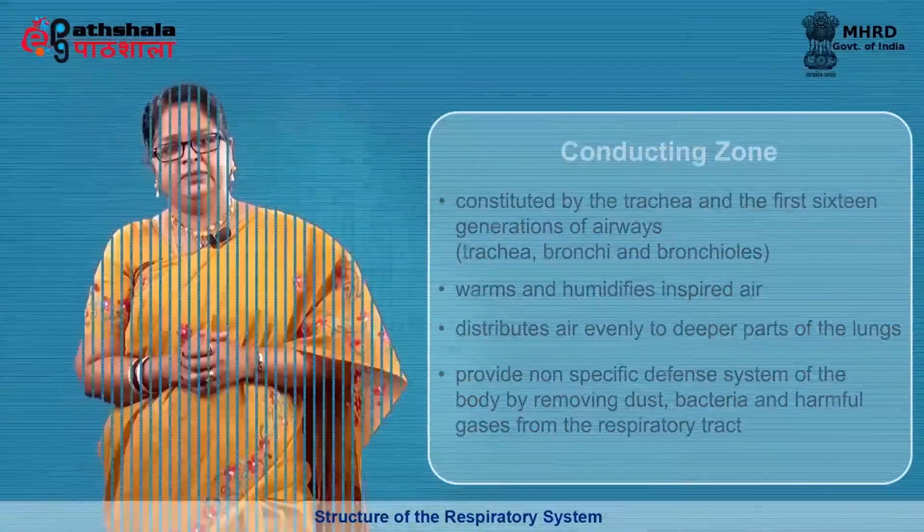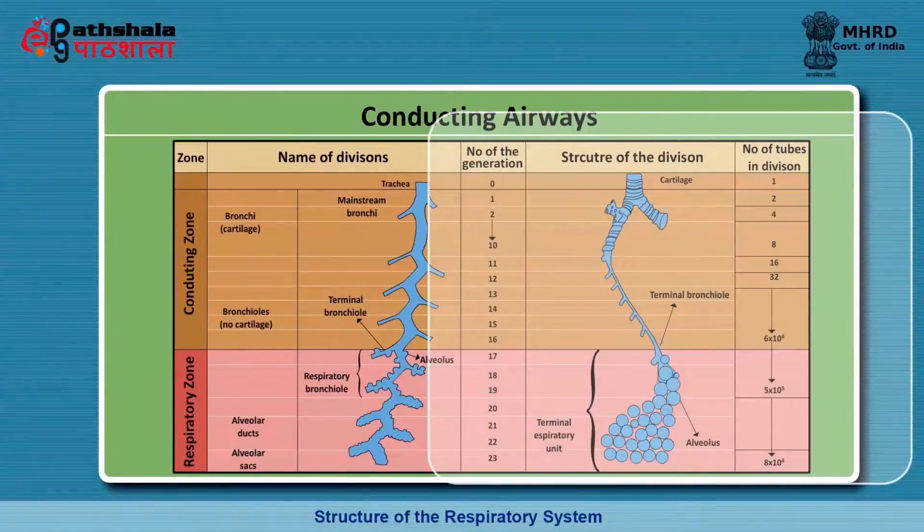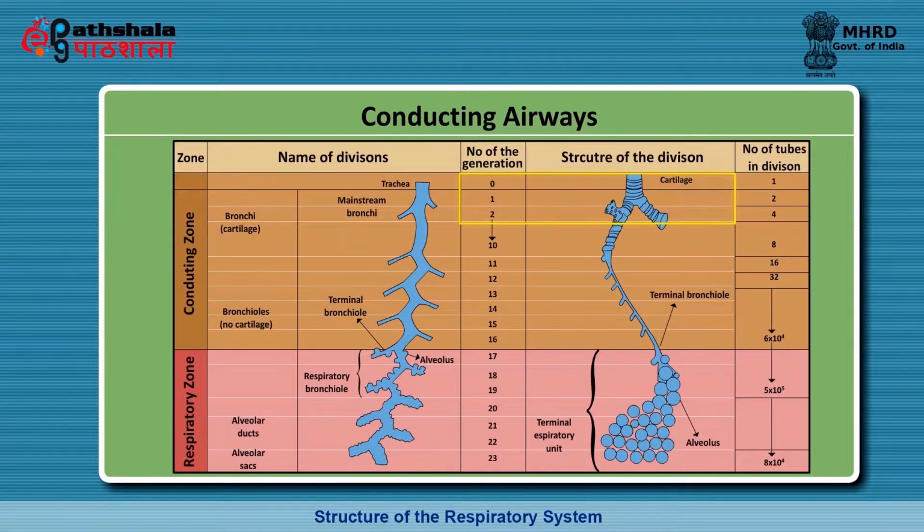the respiratory tract. Another important feature of the conducting zone is the amount of cartilage they contain. This affects their physiological function. The first 4 generations of the conducting zone contain a substantial amount of cartilage. The cartilage prevents the collapse of these airways even though there are changes in thoracic pressures. Cartilage is present up to the 10th generation, and these tubes are referred to as the bronchi.